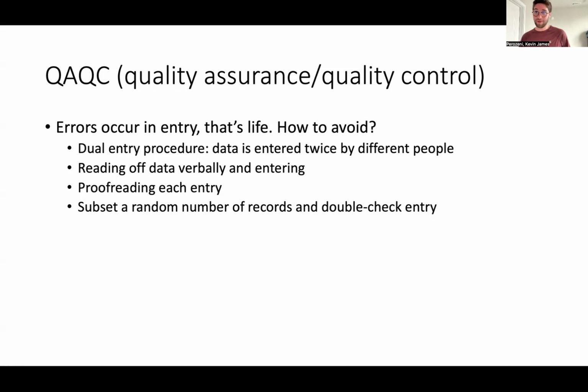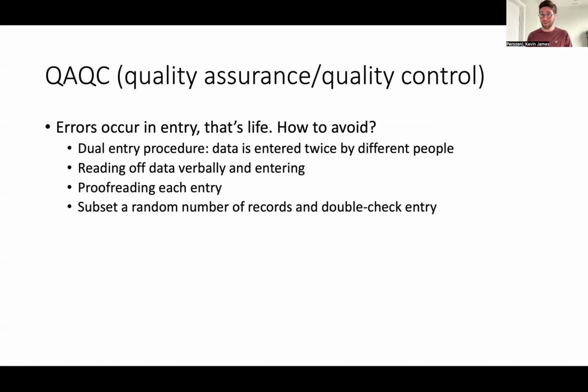One is data entered twice by different people. A lot of times it's a great option. I don't do this that much because you have a lot of data a lot of times, so you don't have the time for two people to enter it separately. But there are a couple other things that I do, especially reading off the data verbally and entering. If I'm on my own, I'll enter it and read it off, and I'll make sure that what I'm reading looks the same. Or if you have a partner, they read it off and you enter it. And so they'll read it and they'll look up and watch you enter it and make sure that you're putting in what they just read off.